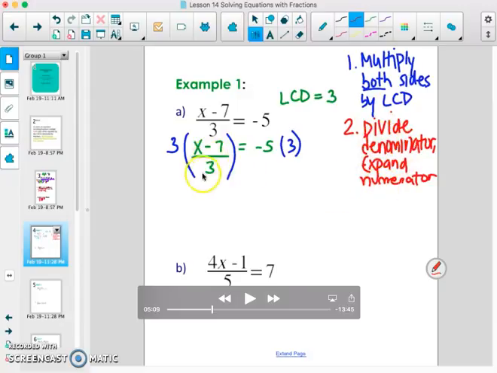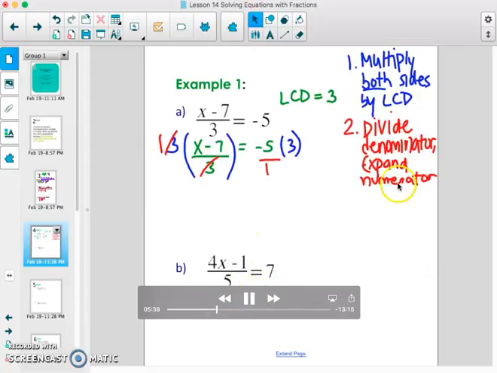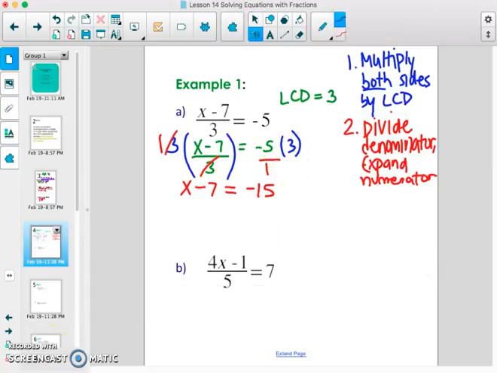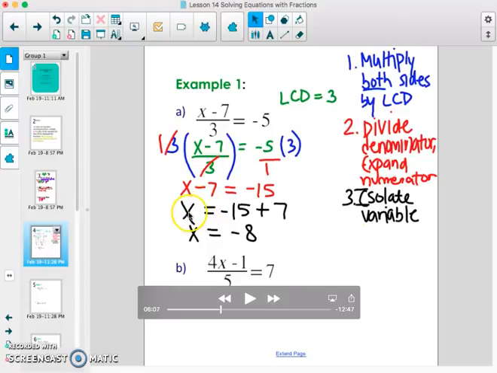The denominator over here is 3. We don't have a denominator on that side. So if we divide the denominator, we can do 3 divided by 3, and that's just going to give us 1 again. Now we're going to expand the numerator, so we get x minus 7 is equal to negative 15. To isolate the variable, you can see I just brought that 7 over to become positive, and I got x is equal to negative 8.